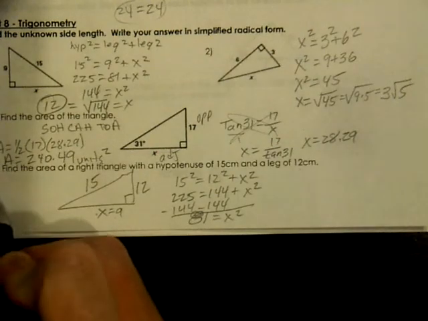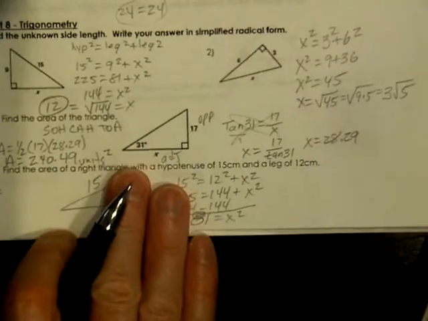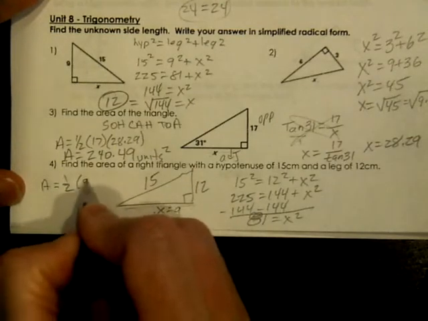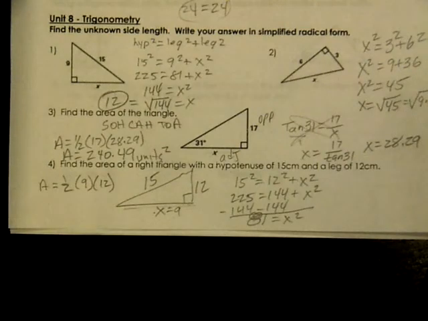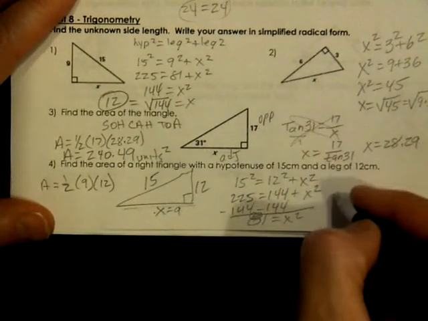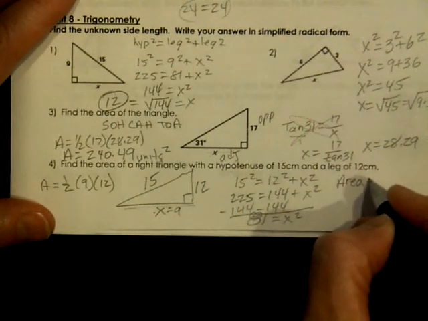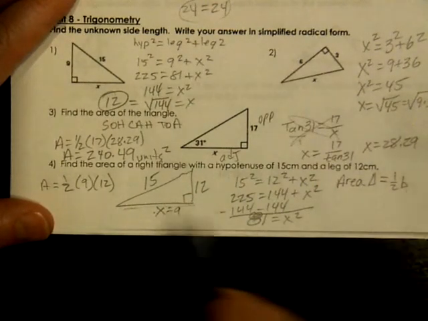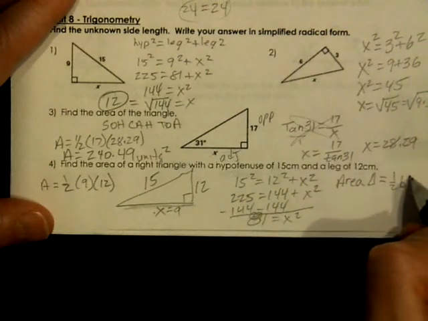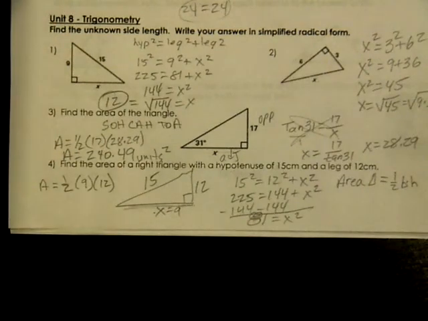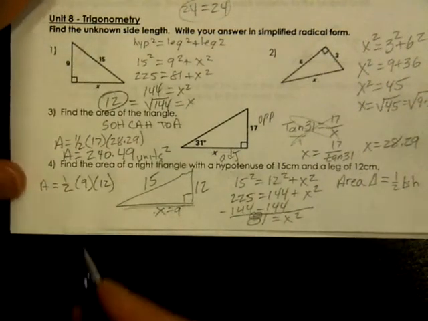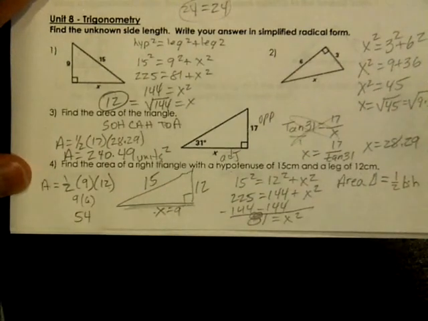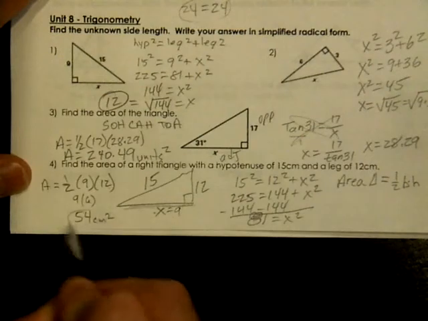So now the area is going to equal half of the perpendicular parts, 9 times 12. You might want that in your note card. The area of a triangle is going to equal half of small b, because that's just the base of the triangle, times the height. Okay, and the base and the height are always perpendicular. So we can take half of the 12, and that's 54. And these are centimeters squared, so square centimeters.